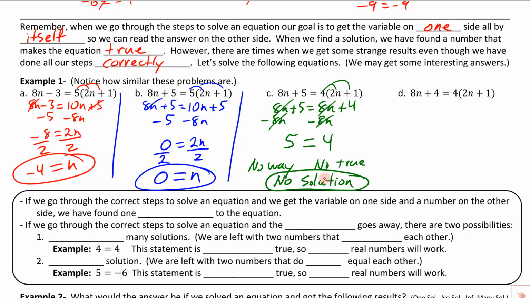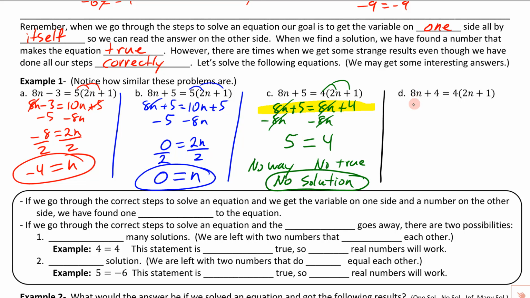There is nothing that would make this true, because if we follow this back up, this is saying, first of all, that 5 is exactly the same as 4, which we know is not true. If we look up above at this line right here, this says if you take 8n and add 5, you get exactly the same thing as if you took 8n and added 4. Well, there's no way it works out that way, because if I take the same thing and add something different on each side, they're not going to be equal to each other. So this one has no solution. All right, so that's one of those weird cases that we get.